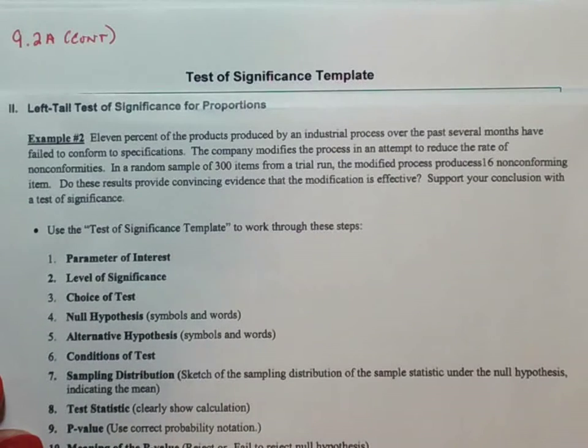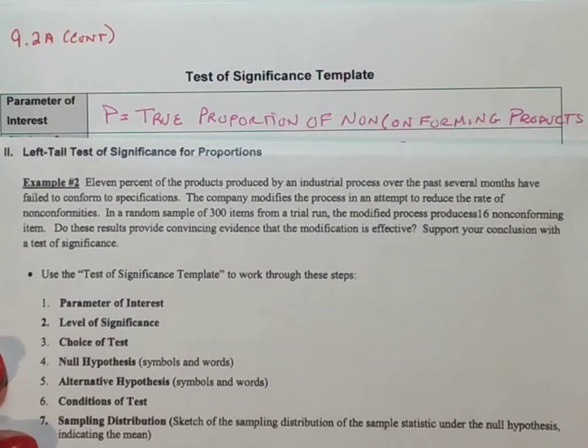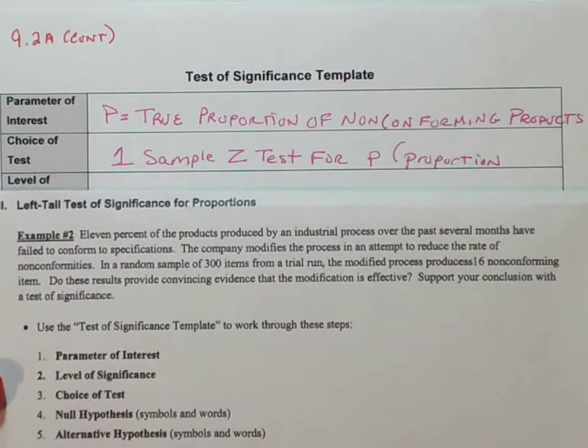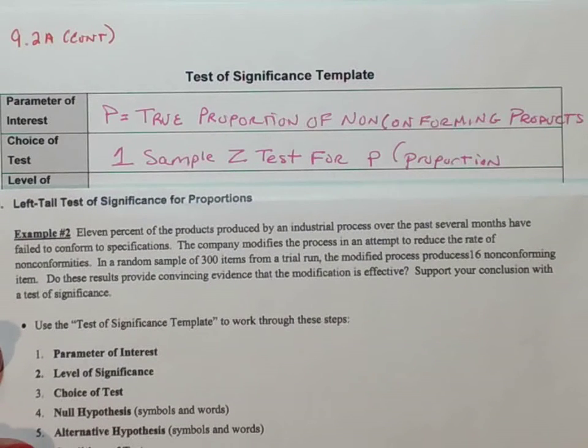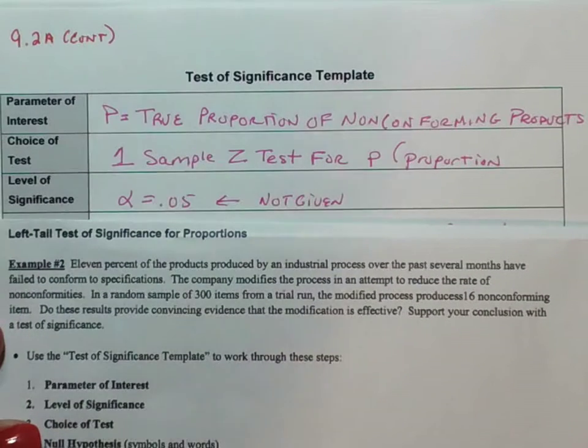And so I'm going to walk through the answer, pointing out key points that I think you might have had trouble with. First of all, you need to define that P is equal to the true proportion of non-conforming products. This is a one sample z-test for P, or proportions. They didn't give you an alpha level, so use 0.05.